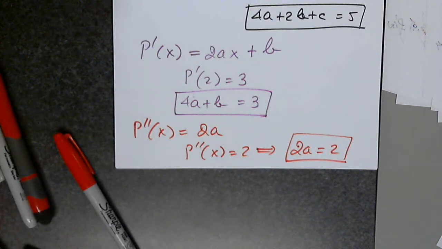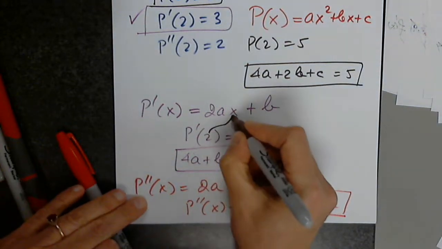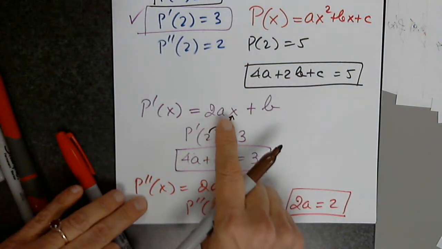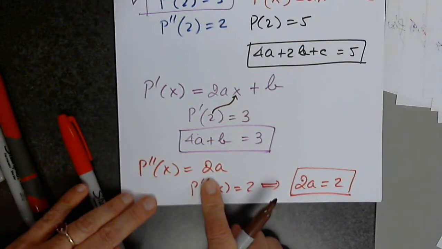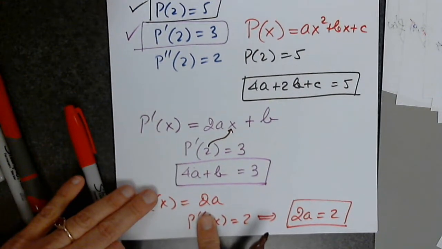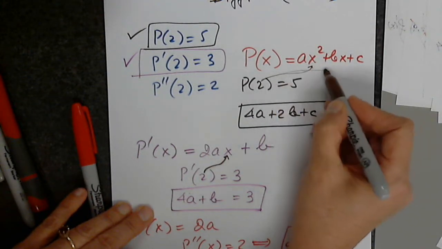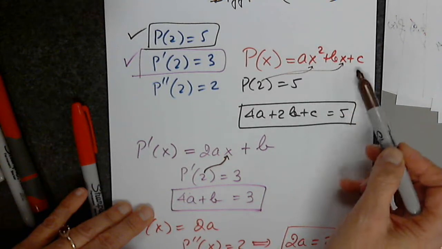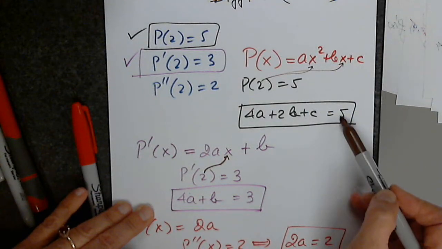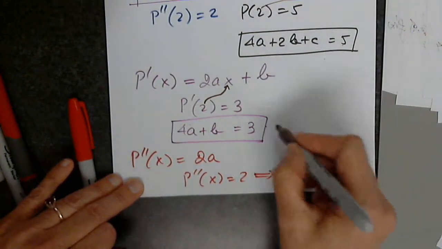Where did the 4a plus 2b plus c equals 5 come from? Where did we get that from? I'm saying the 4a plus 2b plus c was 5. Where did we get that from? This one? Yeah. 2 squared is 4a, 2 times b, plus c equals 5. Okay. Better? Perfect. So now we have 3 equations. 1, 2, 3.